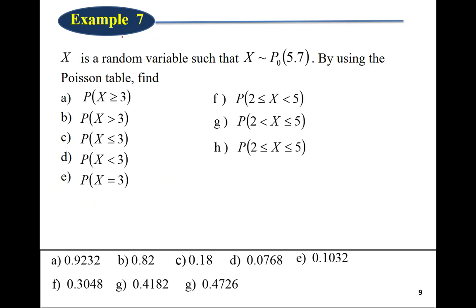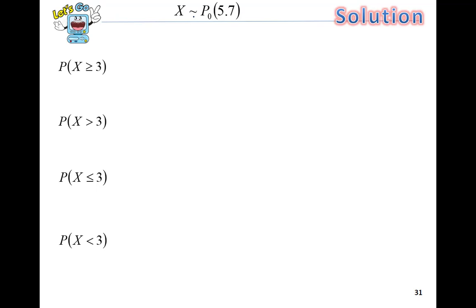Example 7, we are going to use the table. You must remember that the notation inside the table is greater than or equal. Example 7, we have X distributed Po where our lambda is 5.7. So in Poisson, we have only one parameter, which is lambda, 5.7. We are going to look for lambda 5.7 in the table.